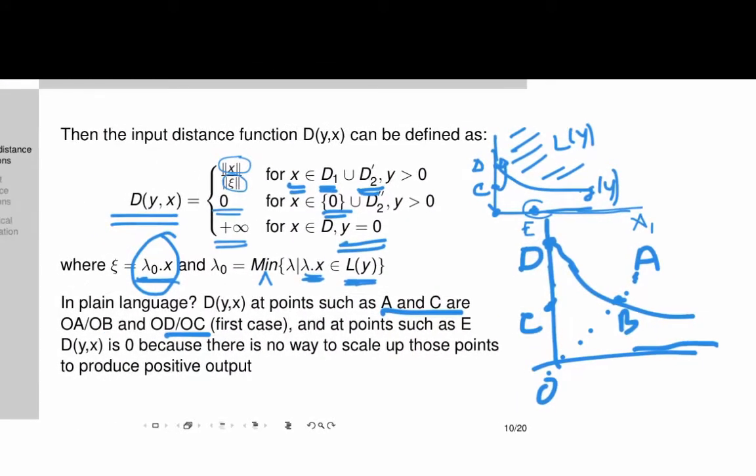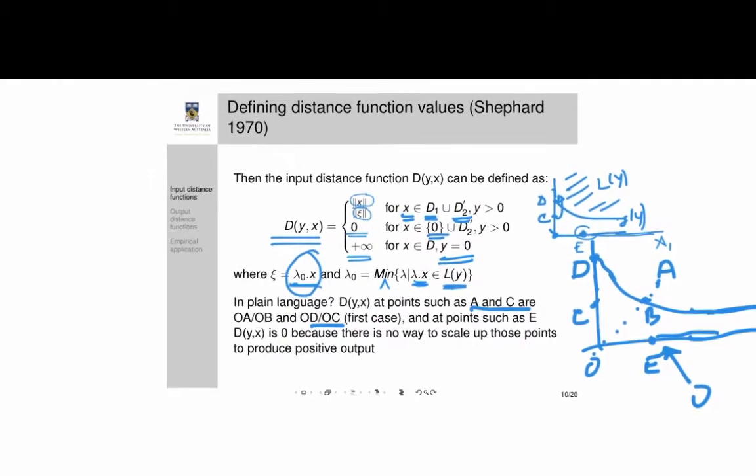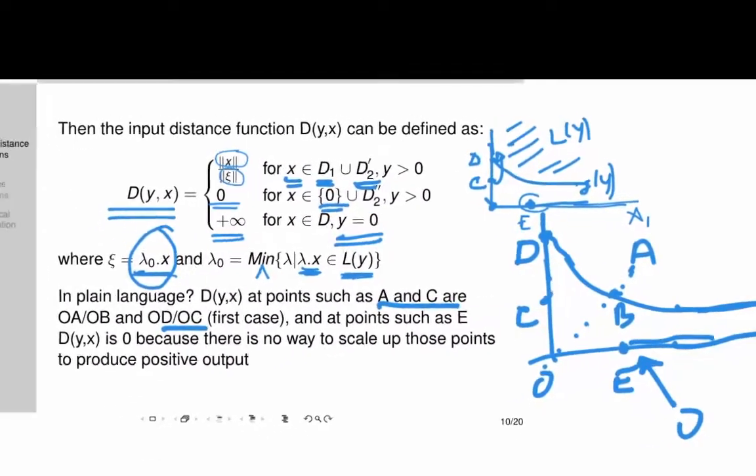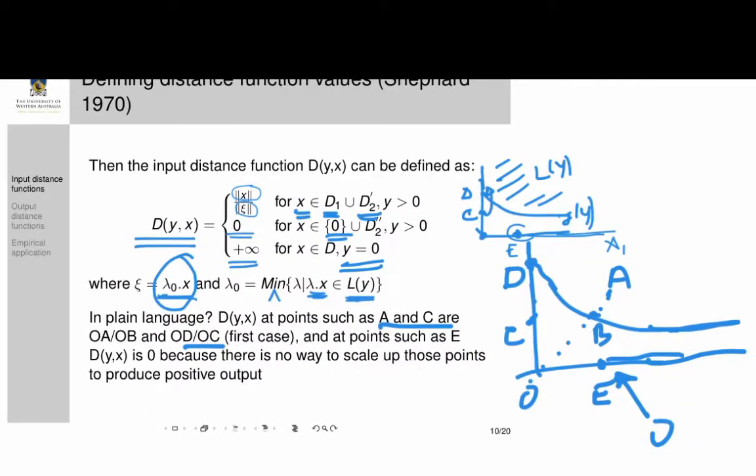But if we have points like E on the x1 axis, and the isoquant never touches the x1 axis, then the input distance function value at this point is going to be 0, indicating that you need to inflate it to infinity to be able to make it feasible. But that's just simply a formal way of saying that there is no amount of scaling that you can apply to E to bring it to the input requirement set for Y.